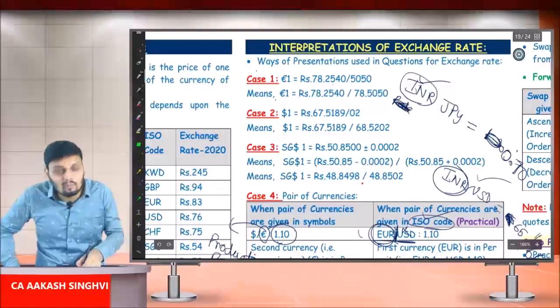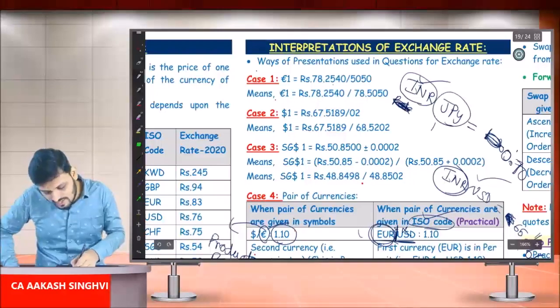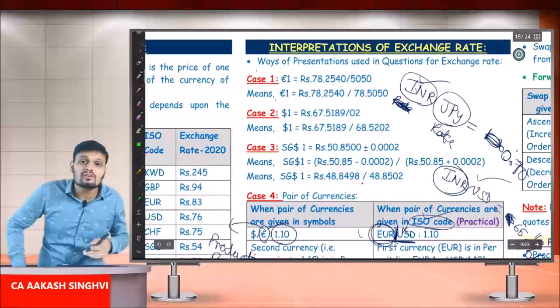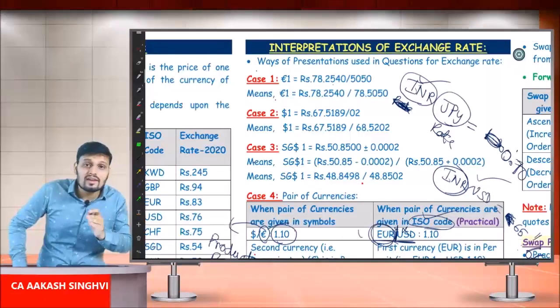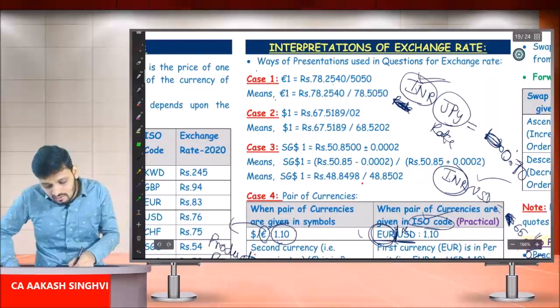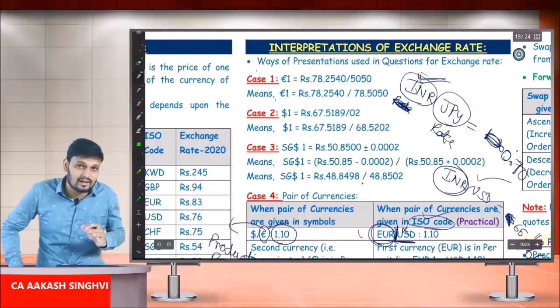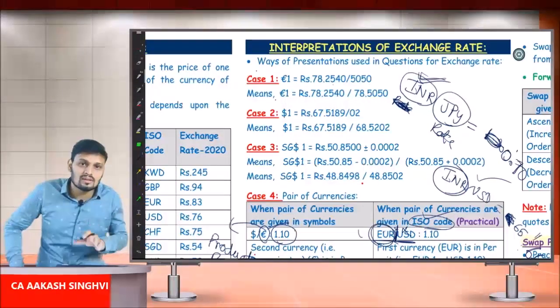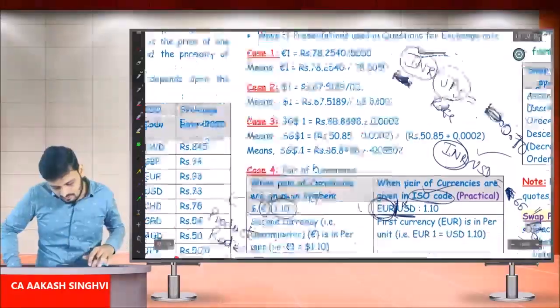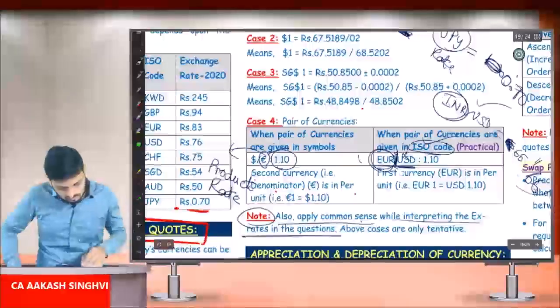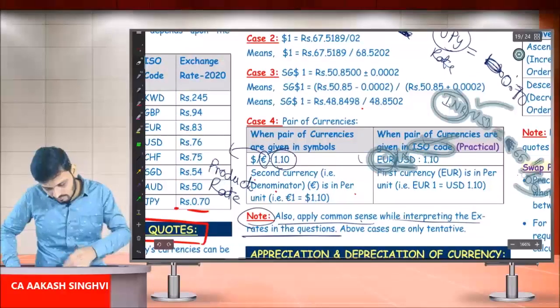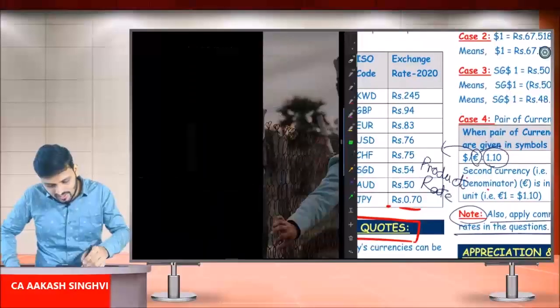This is not the rate of rupee, this is the rate of Japanese yen. Sir, they have given it in ISO code. Sir, you told us if they have given it in ISO code, you should always interpret whichever is given first as the rate, but no. You have to also use common sense sometimes, okay? I hope you got the example. If any doubts, do let me know.